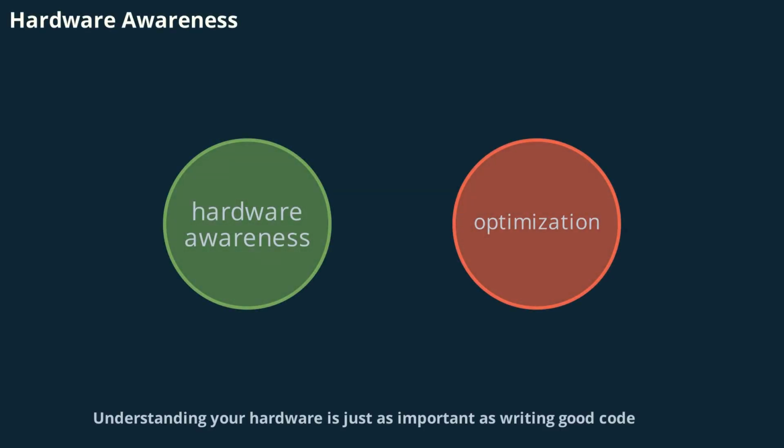Understanding your hardware is just as important as writing good code. Learn the capabilities and limitations of your microcontroller and tailor your optimizations to fit. This hardware awareness allows you to fully exploit the features of your platform and avoid common pitfalls.